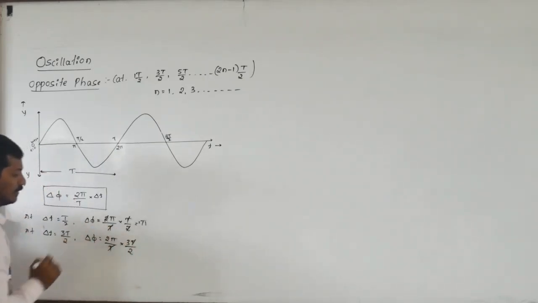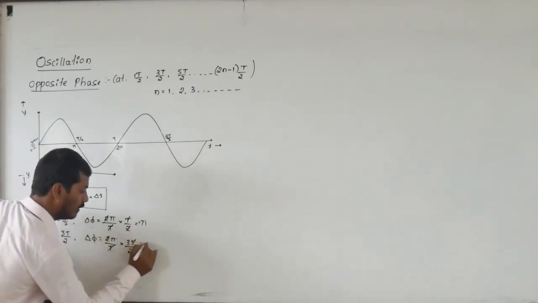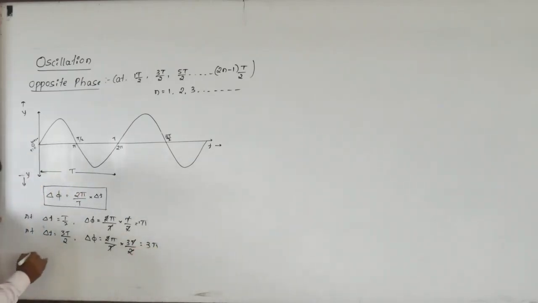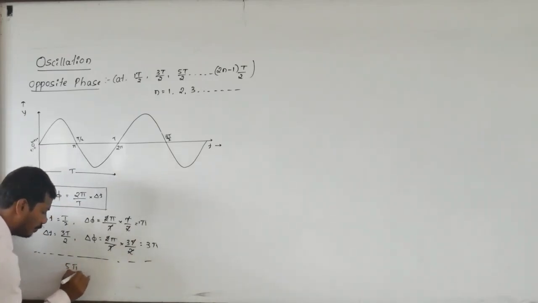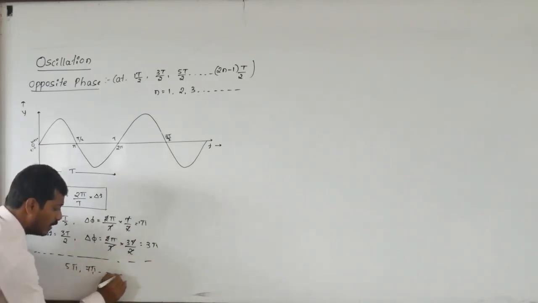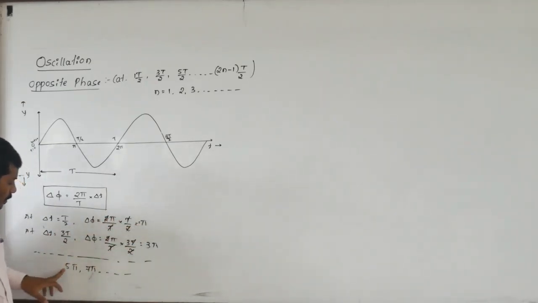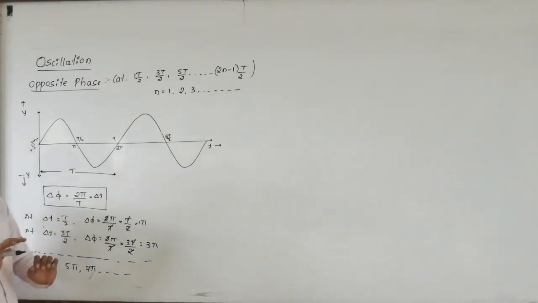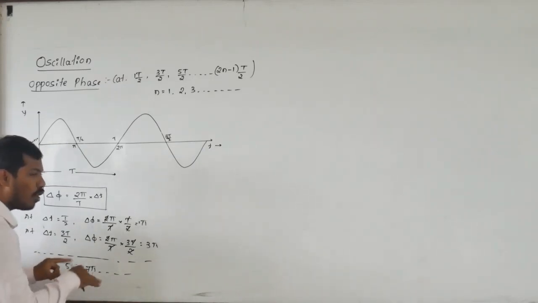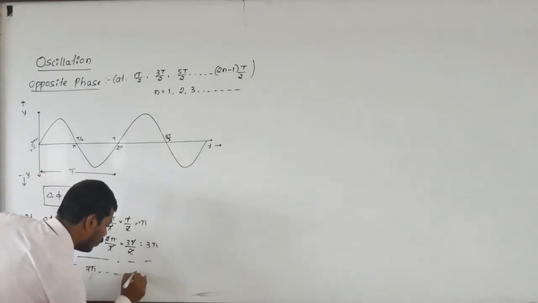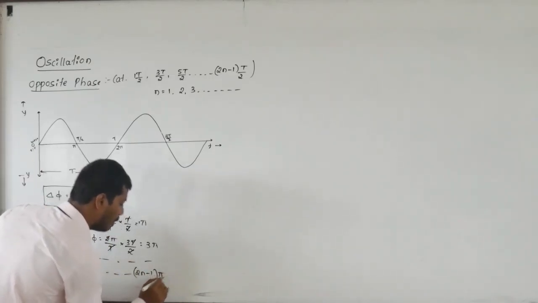These two get cancelled. Again, these two get cancelled. It becomes what? 3 pi. Similarly, so on. Those become what? 5 pi, 7 pi, and so on. These are also what? Odd numbers. These all are the odd numbers here. Again, it is an odd integral multiple. Again, it becomes what? 2n minus 1 times pi.